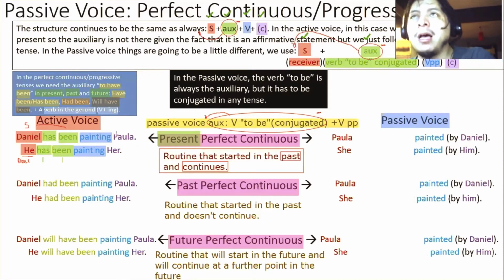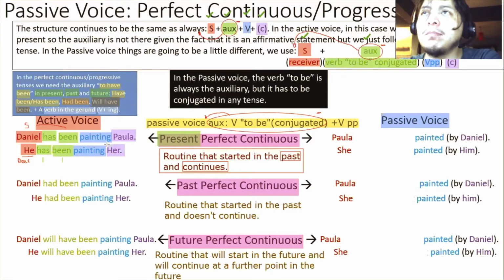Again, we can have complements of time, complements of place, complements of how or way, complements of many different ways or many different forms. In this case, we have an object.